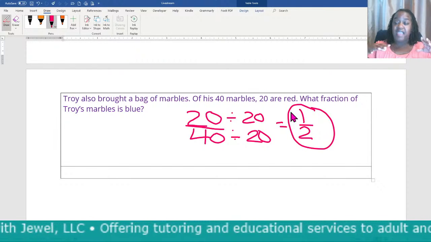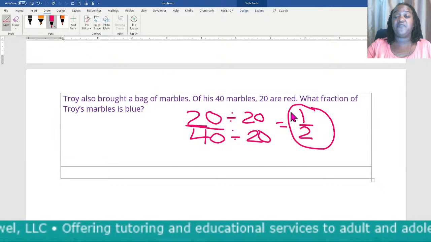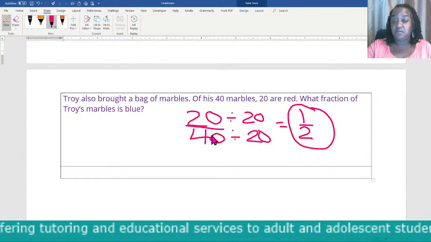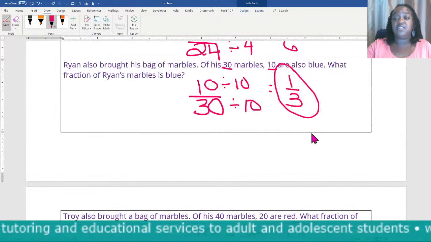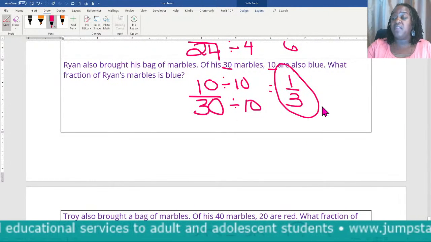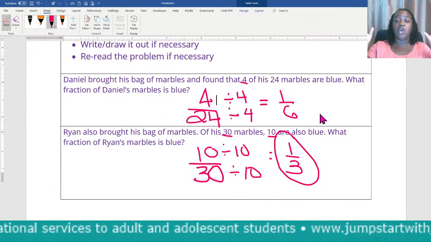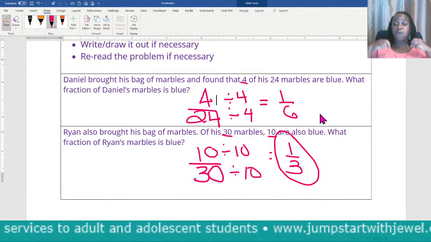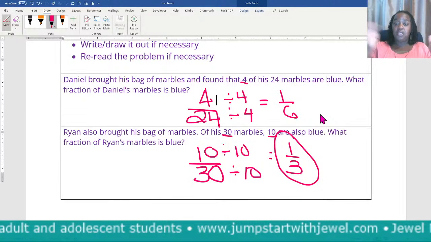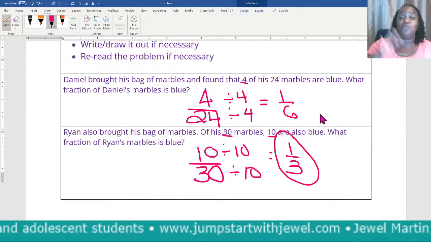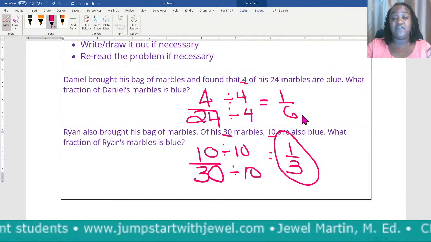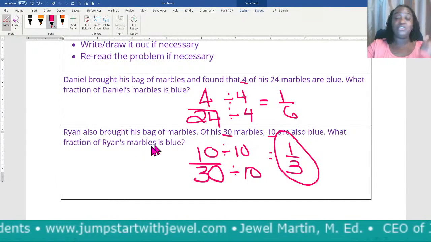So simplifying, again, reducing, makes the fraction smaller. We went from 20 out of 40 to 1/2. Same thing above here. We went from 10 out of 30 to 1/3. Simplifying and reducing always makes your fractions smaller. Equivalent fractions makes them bigger, so you multiply. When you're simplifying fractions or reducing them, you're dividing, so you make them smaller.